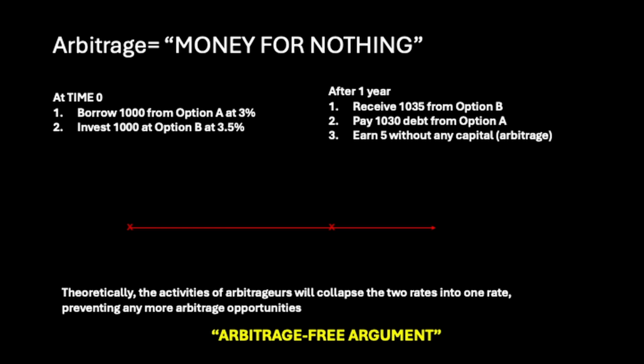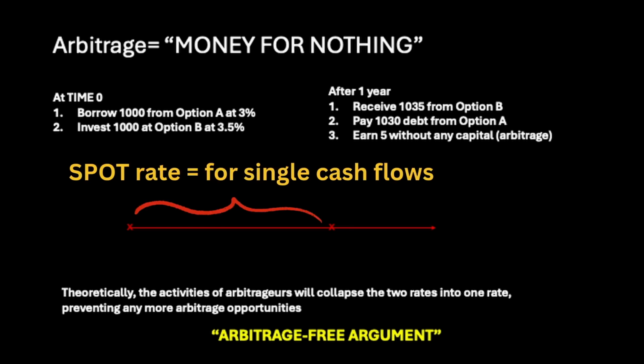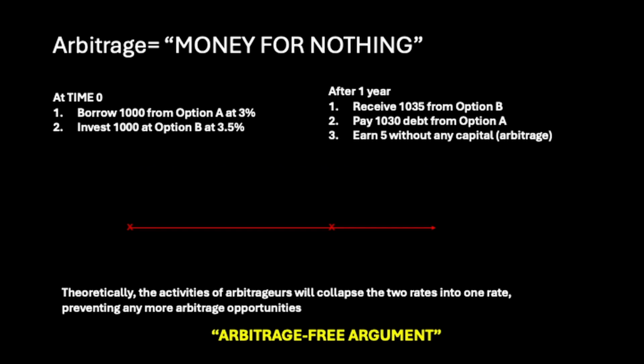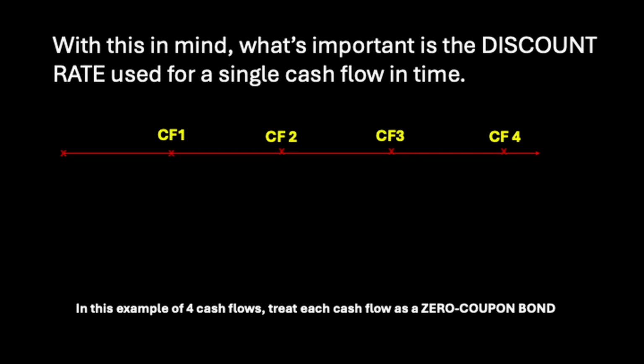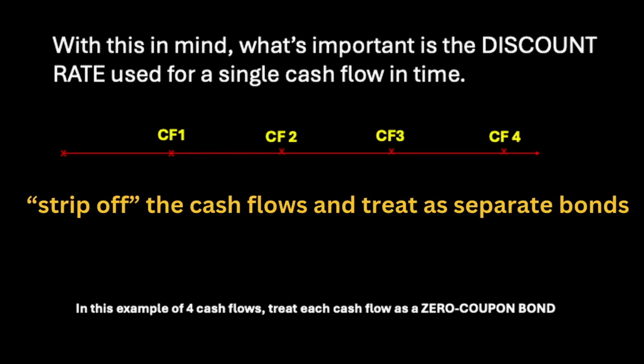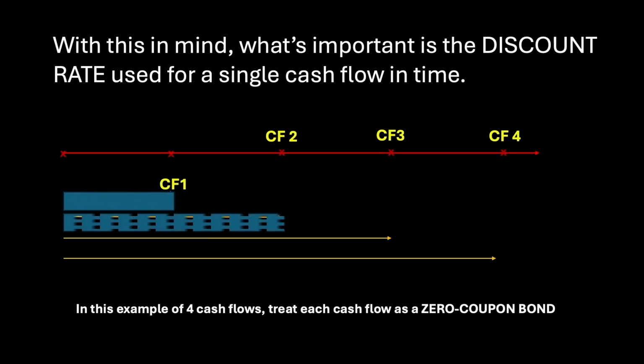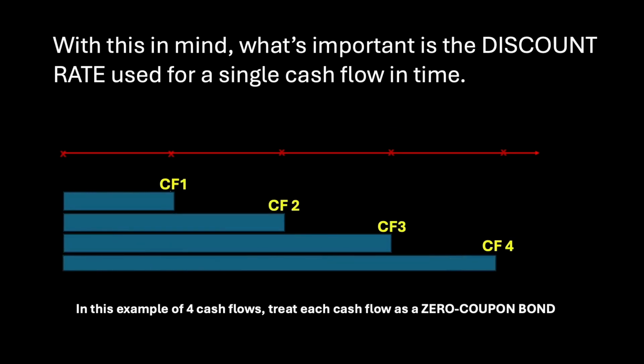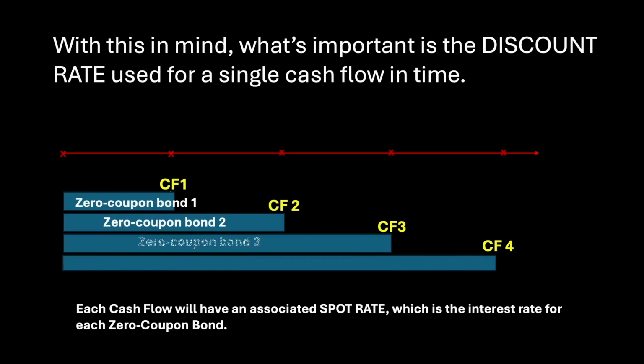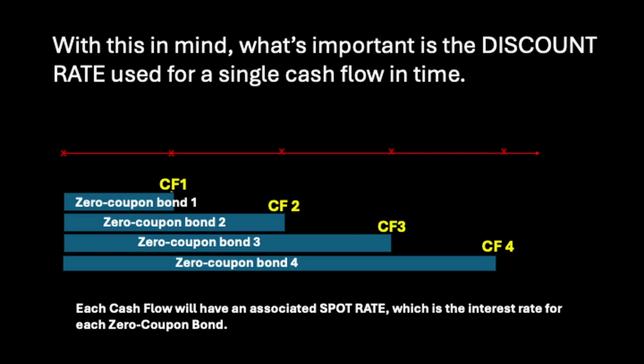This is the spot rate, used to discount single cash flows at specific future dates. Let's imagine a 4-year bond with 4-year cash flows, each occurring at the end of each year, like so. We can strip these cash flows from the bond and treat each cash flow as if it were a zero coupon bond. By the way, we discussed zero coupon bonds before, and it's simply a single cash flow bond paid at maturity. So here, the 4 cash flows are treated as 4 zero coupon bonds.